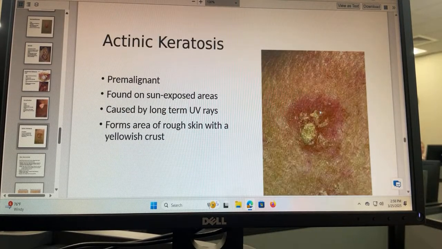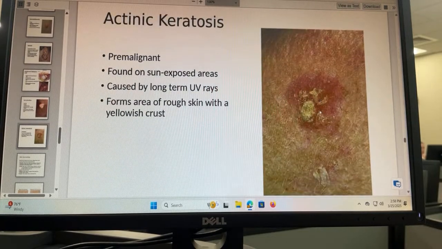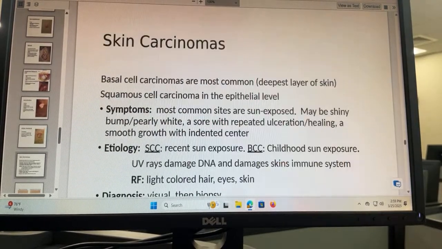And here's the one that is the precancerous one. So this one is the actinic keratosis. These are found on parts of the body that are exposed to sun all the time. So a lot of people who are truckers and they just sit in the sun through their car window all the time have these. Long-term UV rays. They have this area of redness with a yellowish crust. And these are a precancerous condition. So these need to be treated with excision, cutting them out just so they don't develop into something worse. And those are the end of that.